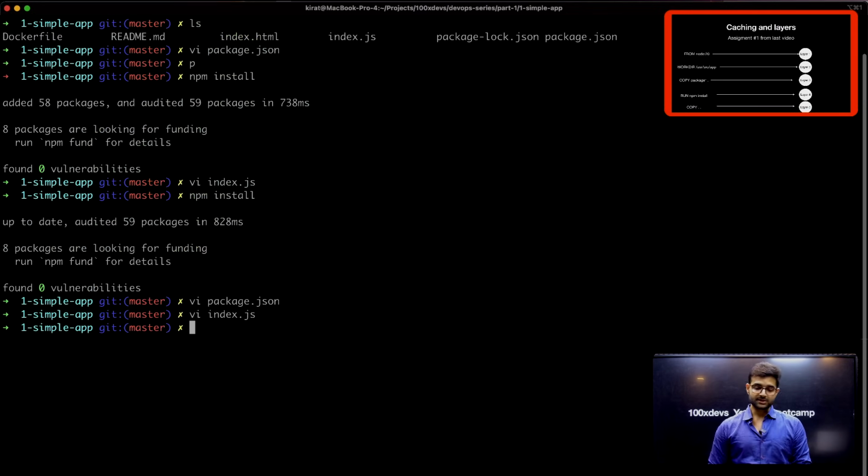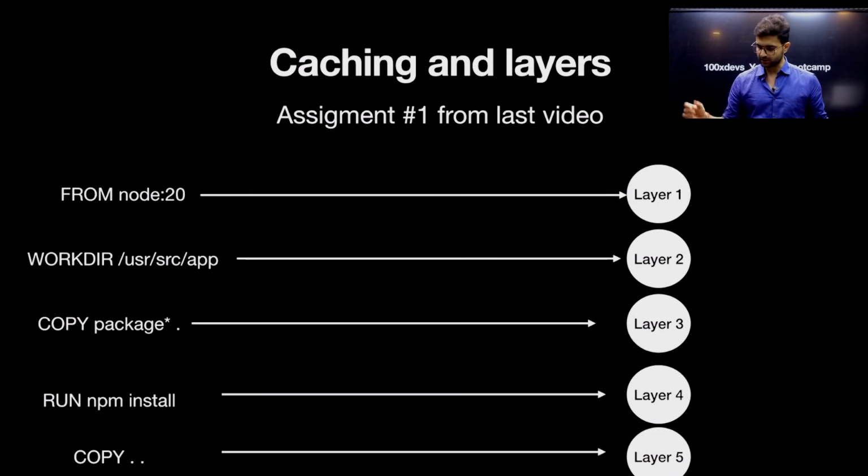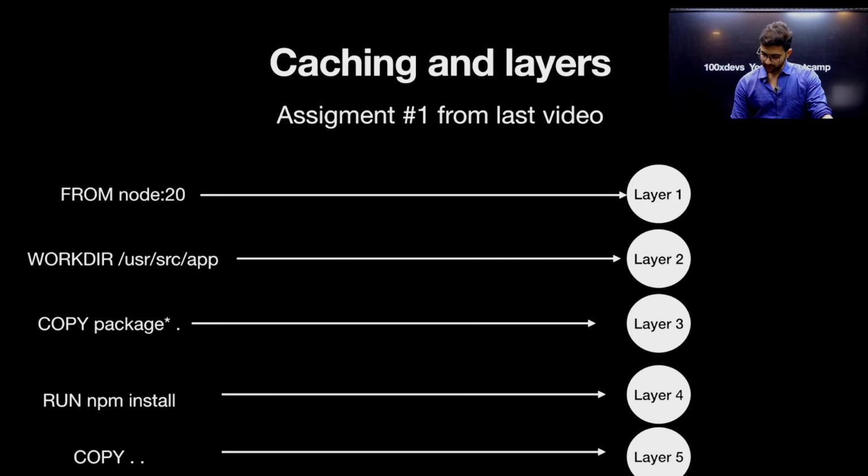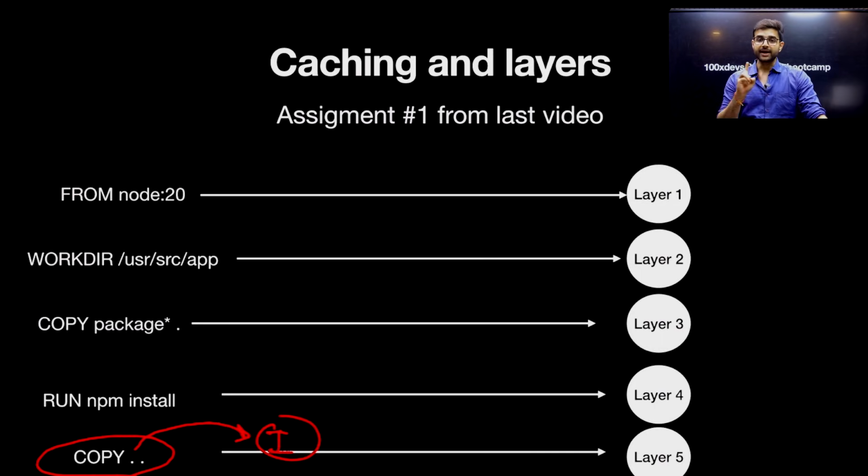With the knowledge that index.js is what changes more often, and package.json does not change very often, if I change my Dockerfile to look something like this, do you think my problem is solved? The final copy is happening at the very end. The index.js is being copied over into the image at the very end. Before that, 4 steps are running.